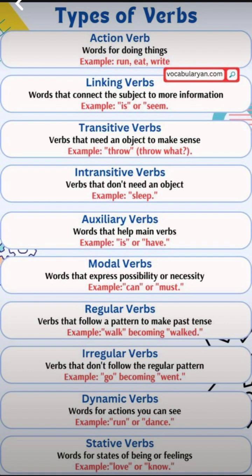But wait, there's more. Let's meet auxiliary verbs, also known as helping verbs. These little champions like is or have team up with main verbs to create tenses, questions, or negations. For example, in she is running, the word is helps the verb running show an ongoing action. Isn't that neat? And here come the superheroes of possibility and necessity, modal verbs.